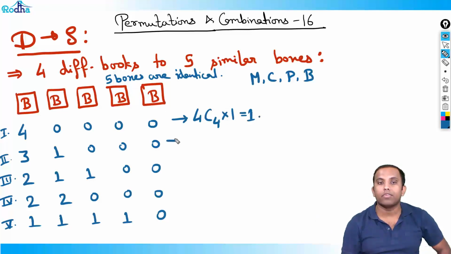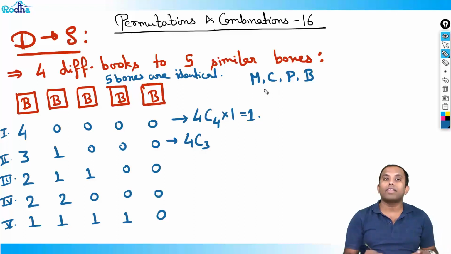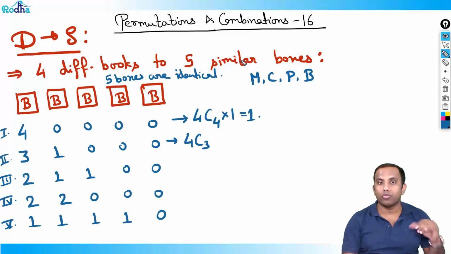Fine. Second one, 3-1. Now here the catch will come, right? Because out of 4 books, you need to select 3 books. Now which 3 books? So this can be done in how many ways? 4C3 ways. Out of 4 books, selecting 3 books. So how many groups of 3 books can I make? 4C3 groups. 4C3 is equal to 4C1, which is equal to 4.